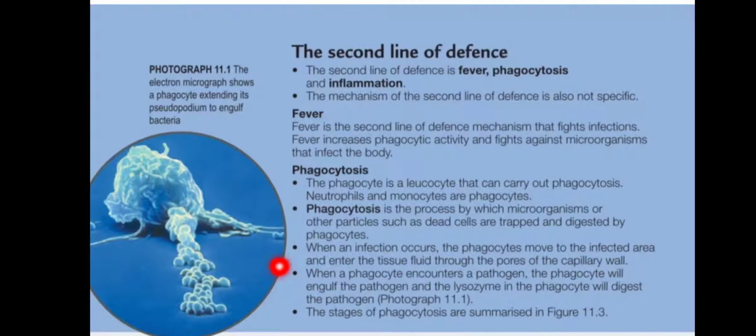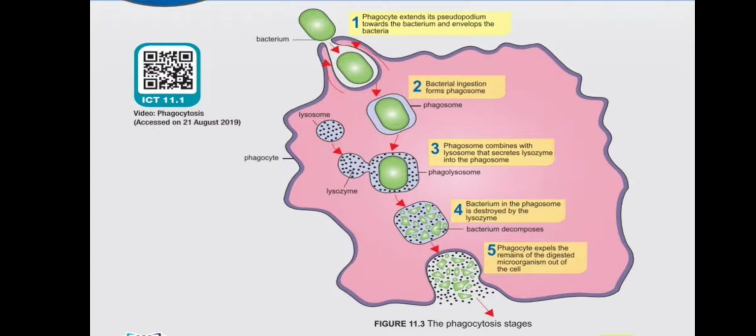When the phagocyte encounters a pathogen, the phagocyte will engulf, dia telan pathogen tersebut, and the lysozyme in the phagocyte, dia akan digest pathogen tersebut. Okay, so kita tengok balik stages of phagocytosis. Ini phagocytosis. If this is the bacterium, ini adalah bakteria, kita punya pathogen lah.